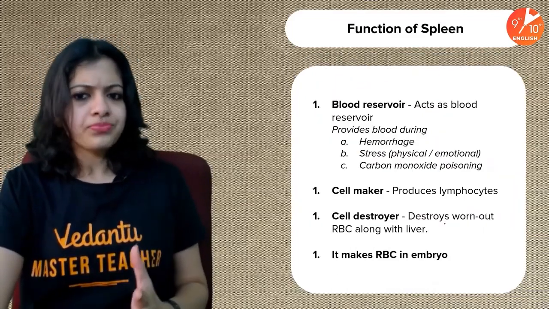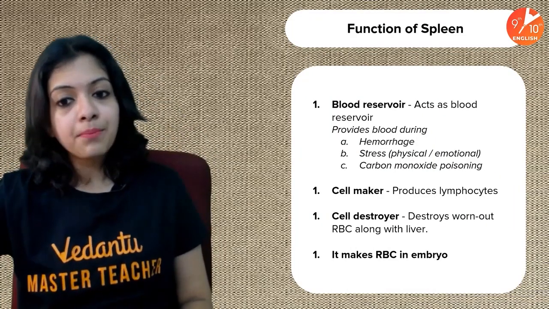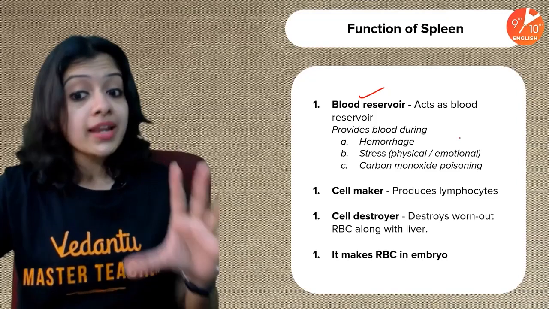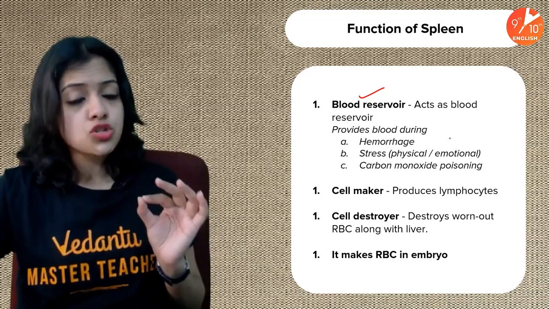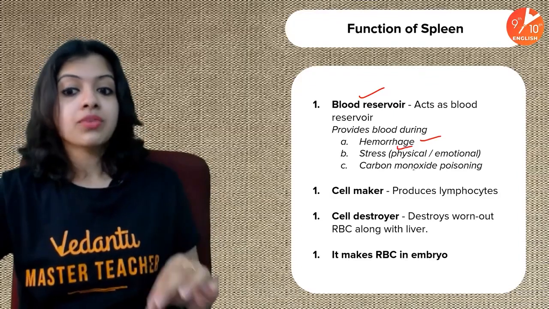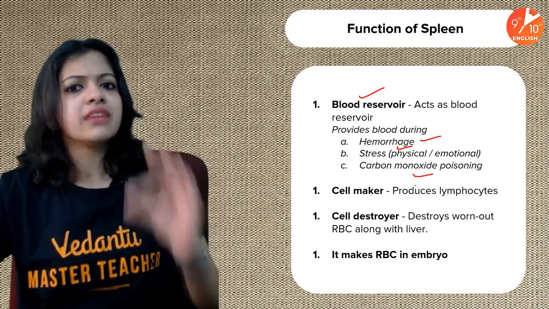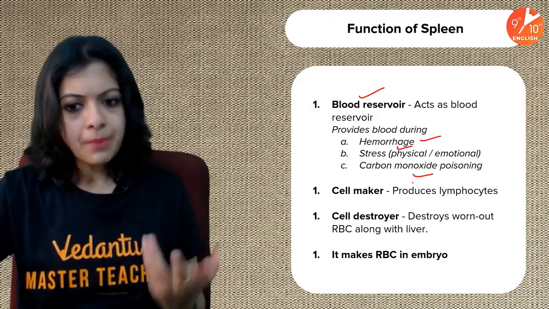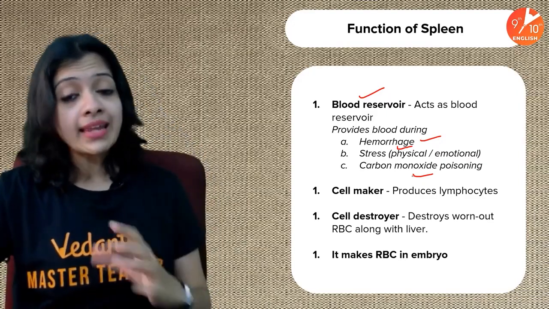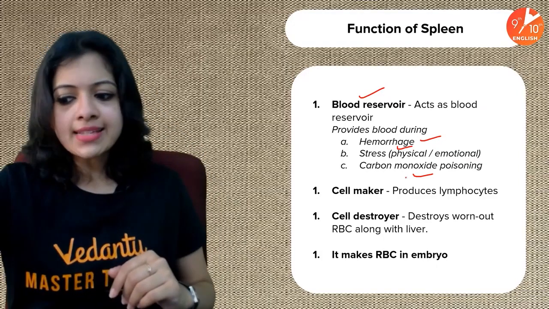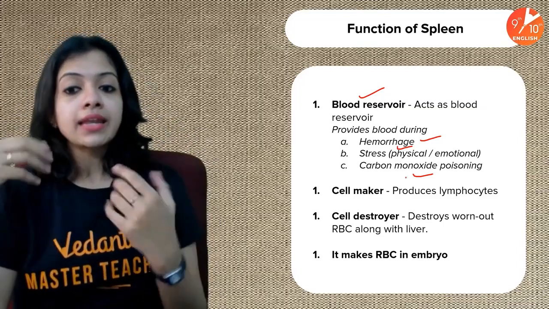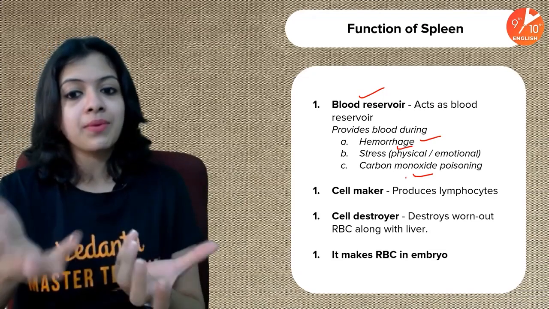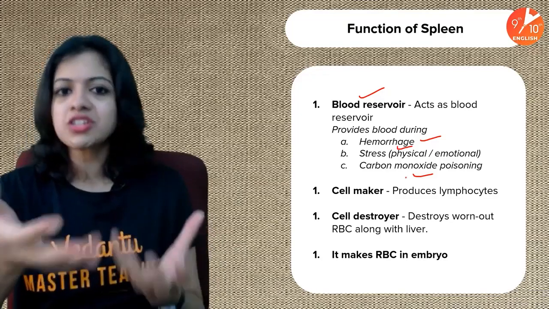So what does it do? The functions of the spleen: mainly it acts as a blood reservoir. It provides blood during emergency situations like hemorrhage, stress, carbon monoxide poisoning. In all such difficult situations, the spleen is there to provide blood. But of course, when hemorrhage happens, especially brain hemorrhage, it usually ends up becoming fatal because the bleeding is unable to stop. Blood fails to clot basically when hemorrhage happens. So in such situations, it can be dangerous also.